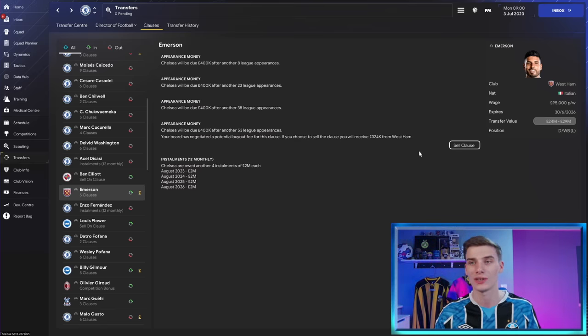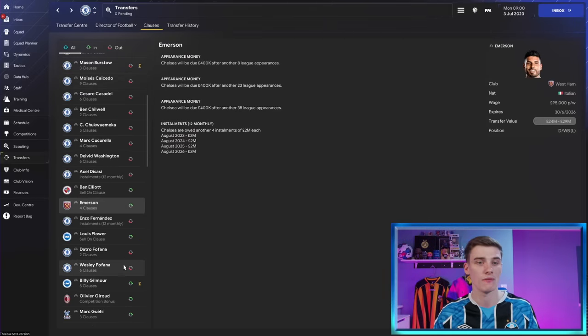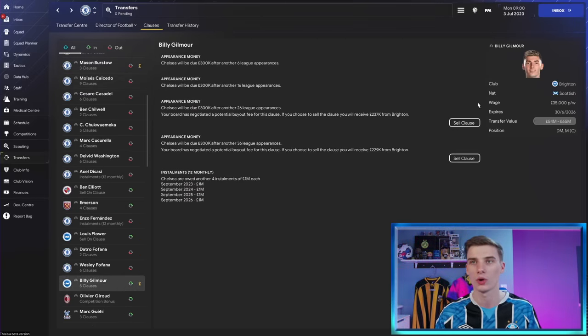Some we can't do anything about, but this one we could sell for some money, so we could then go down and do the same for Billy Gilmore. There's apparently some clauses for. Make sure you weigh up each clause though, don't sell them all for the sake of it.